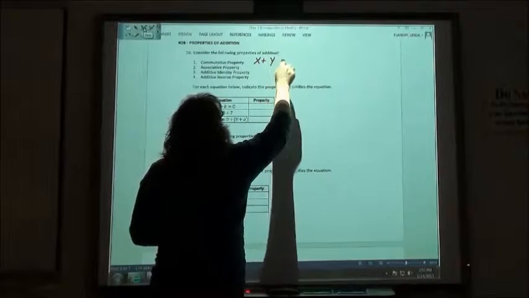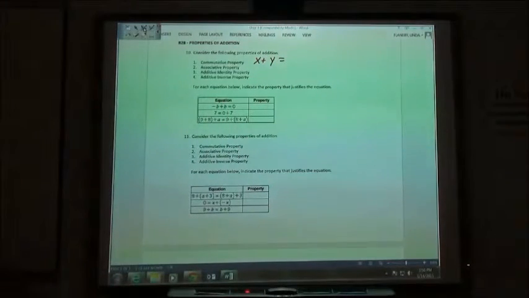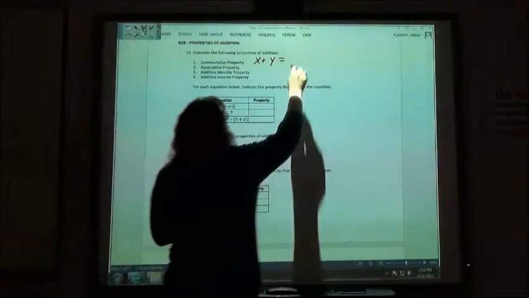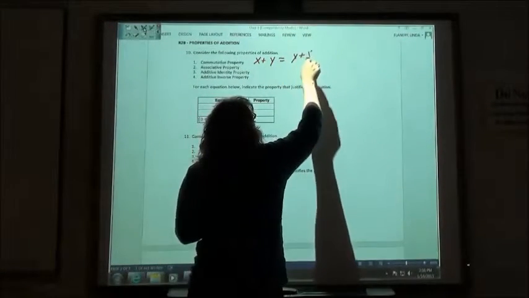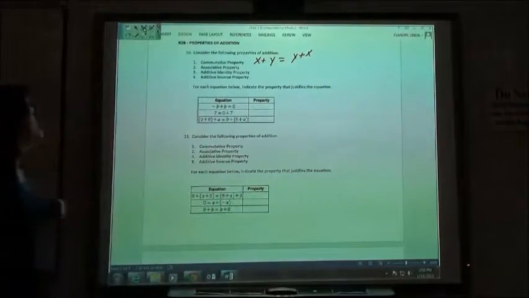If I have x plus y, my commutative property says I'm just going to change the order of those. So I'm just going to switch it around and make it y plus x. That's all my commutative property does, switch the order.